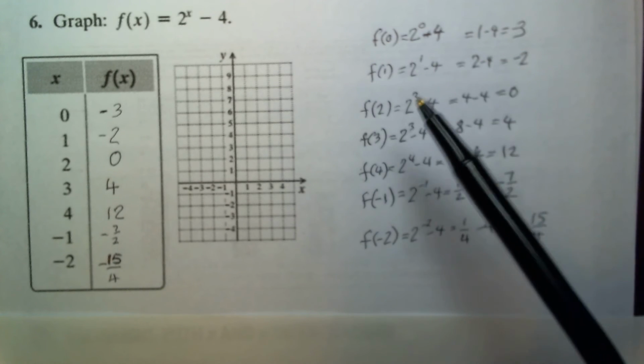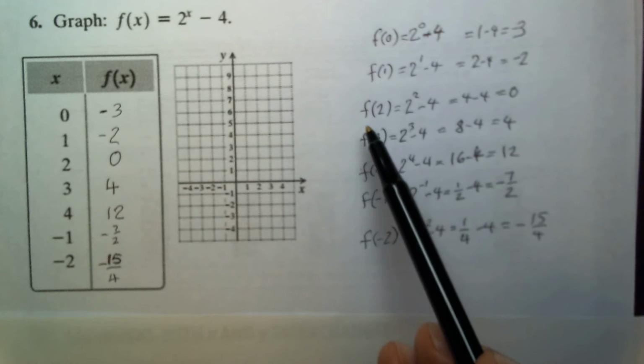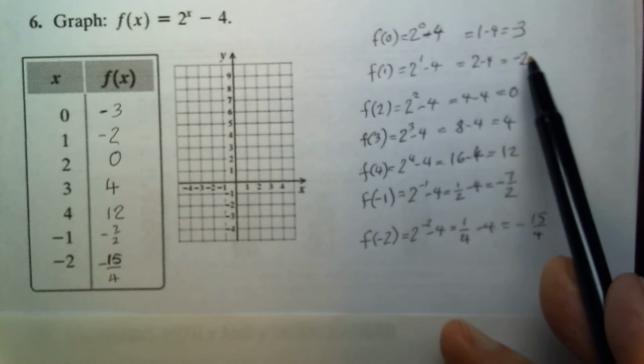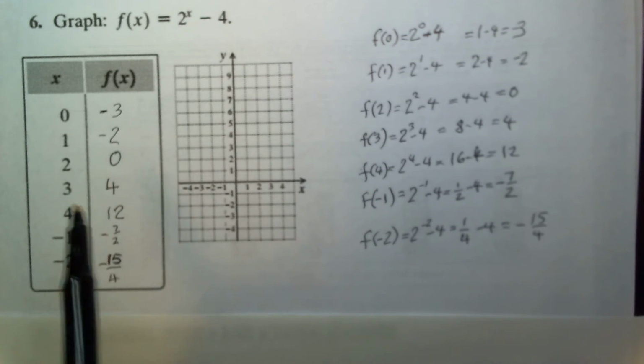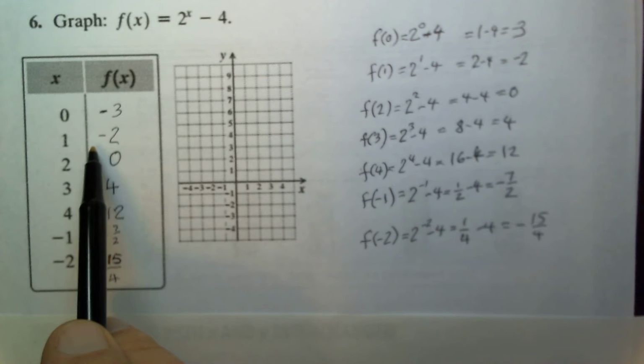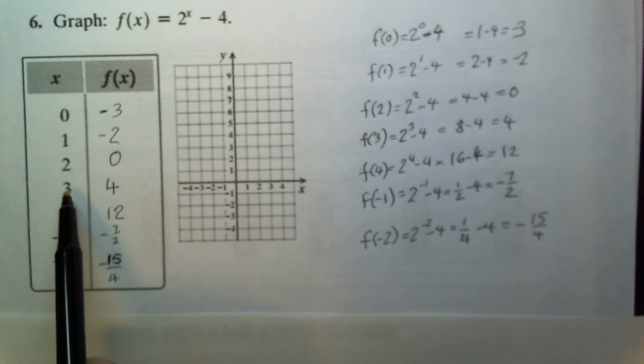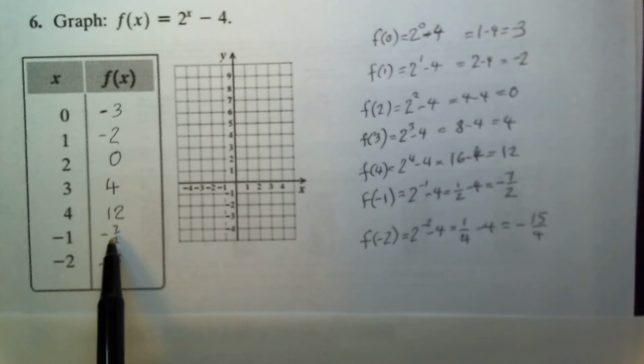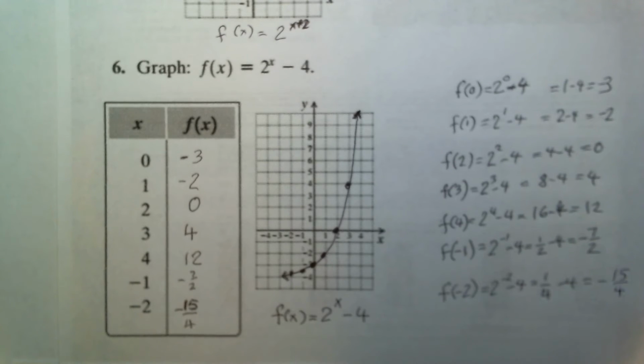Here we've evaluated the function for x equals 0, 1, 2, 3, and 4, and x equals -1 and -2. And here are the corresponding function values. So we've got the ordered pairs (0, -3), (1, -2), (2, 0), (3, 4), (4, 12), (-1, -7/2), (-2, -15/4). Now we're going to plot the points and then connect them with a smooth curve. So here's the graph of f of x equals 2 to the x minus 4.